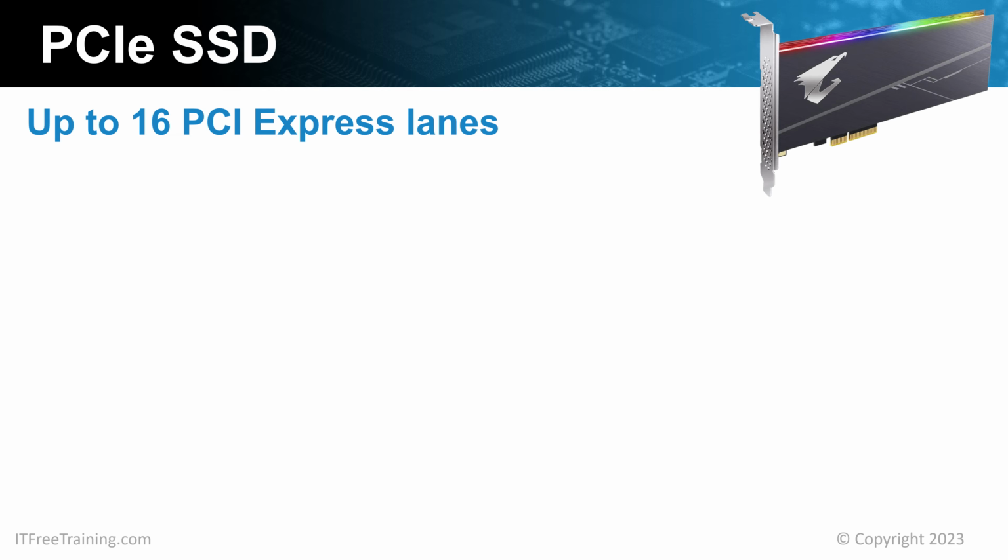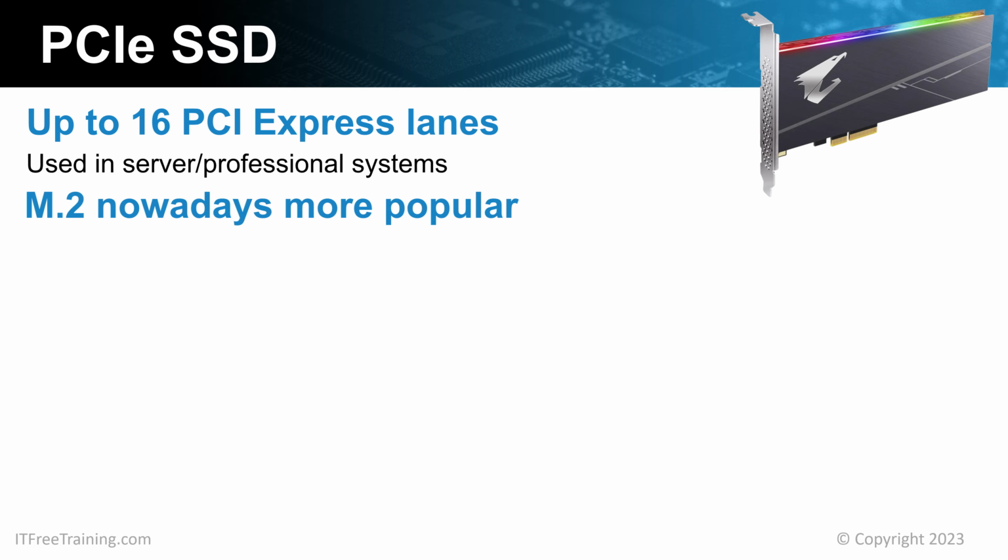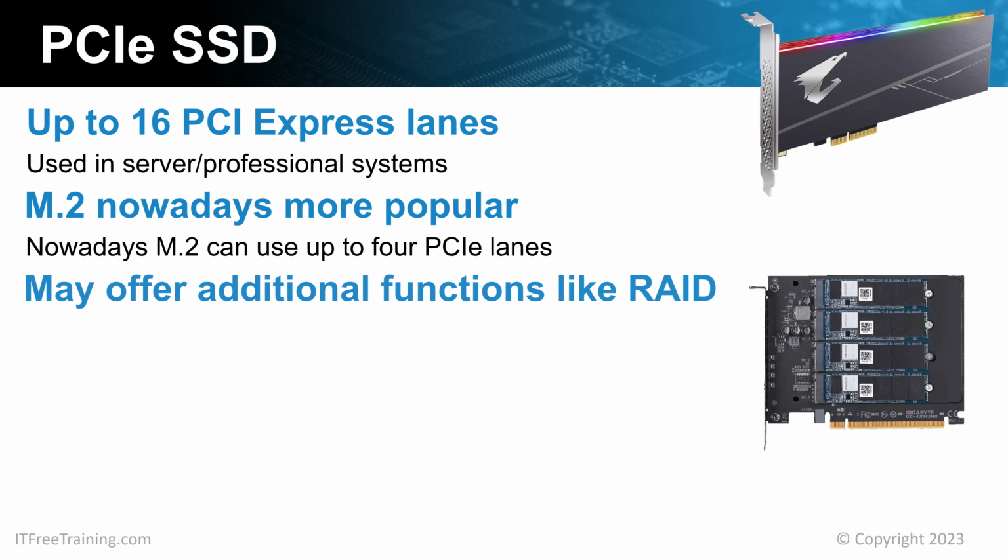These expansion cards potentially offer a fast interface, assuming they use more than 4 lanes, but due to the cost, are generally used in server or professional systems. Nowadays, M.2 has become very popular and offers good speed, so expansion cards like these are not used so much. M.2 can utilize up to 4 PCI Express lanes, so can give good speed, thus reducing the benefit of expansion cards. Expansion cards like this can offer additional functions. For example, they may support RAID.